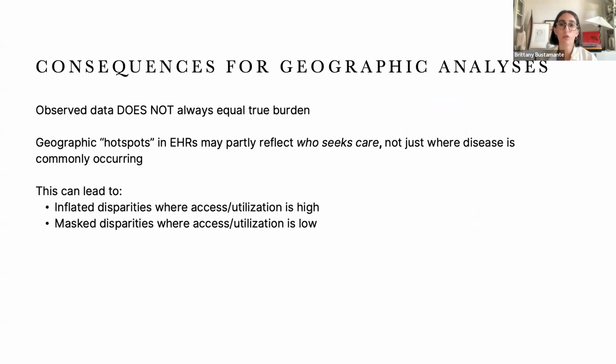So what does that mean for geographic disparities? Well, if people in one region are more likely to seek care than people in another, EHR data will make that first region look like it has a higher disease burden, even if the true prevalence is exactly the same. In other words, the hotspots that we see in EHR data may not always reflect where disease is actually more common. Instead, they may reflect where healthcare access is higher or where people are more likely to show up in the system. And this can inflate disparities where access or utilization is high, and it can mask disparities where access or utilization is low.